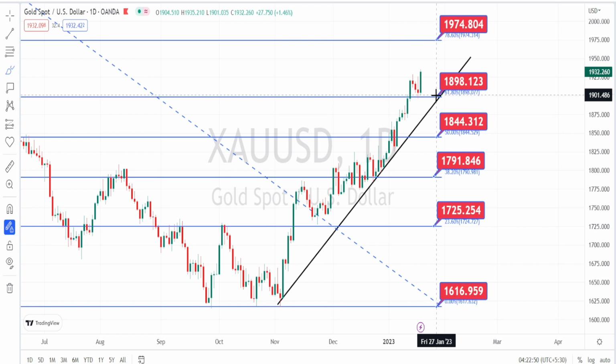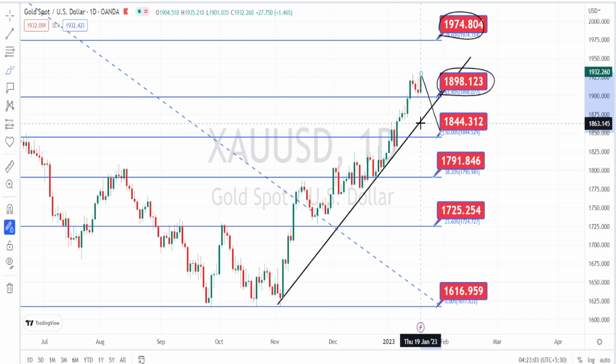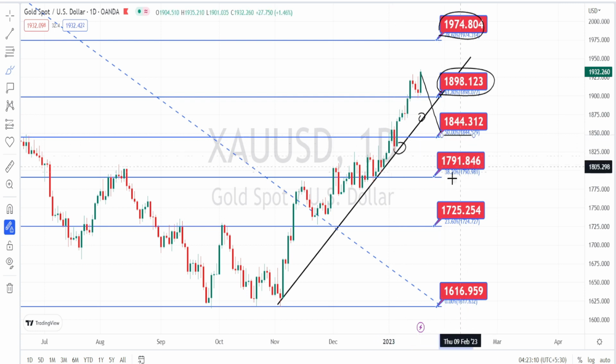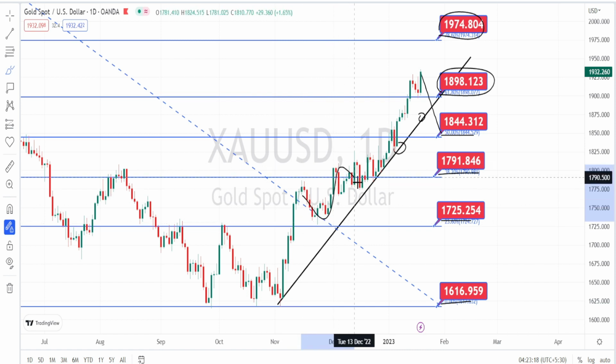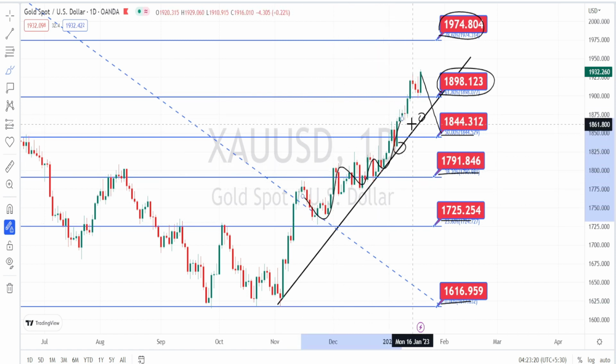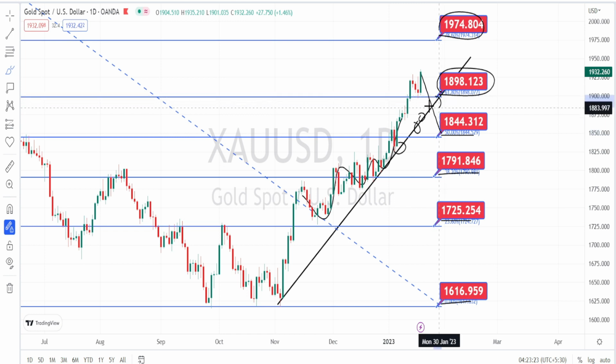So currently the price action in daily time frame is trading around the support level of 1898 and the resistance level of 1974. And if the price action bounces back on the bearish side retracement, breaking this trend line or the support line from the daily time frame, next level of support is going to be around 1844, 1791, 1724 and 1616. And the current trend of the price action is still in a bullish trend as long as it is trading above this trend line or the support line from the daily time frame.